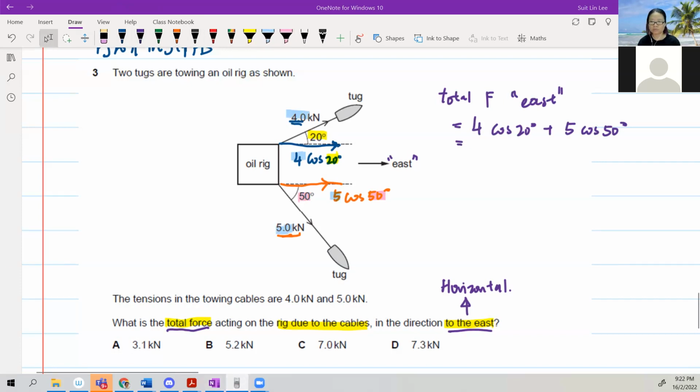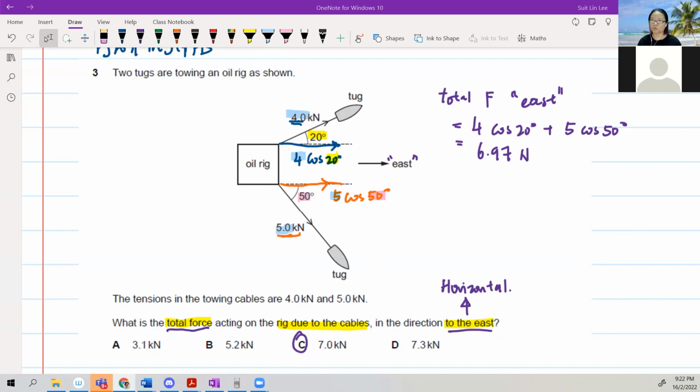So pressing this, 4 cos 20 plus 5 cos 50 will give me 6.97. So you're right, it is C. Well done. So it's not that hard. It may be a bit intimidating at first because it's foreign.